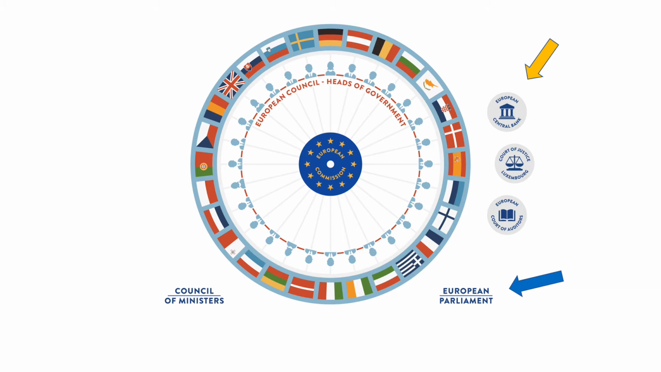I've added the other major institutions, top right, namely the European Central Bank, managing the Eurozone, the European Court of Justice based in Luxembourg, which oversees the respect of the treaties and norms, which should not be confused with the European Court of Human Rights based in Strasbourg, which is independent of the EU, and the Court of Auditors.